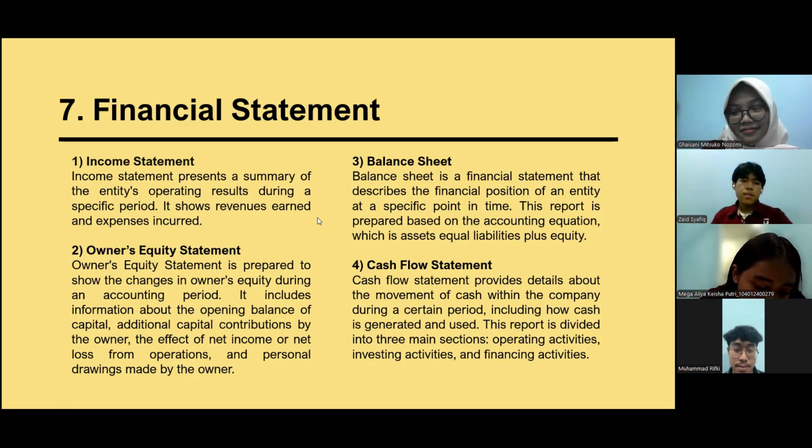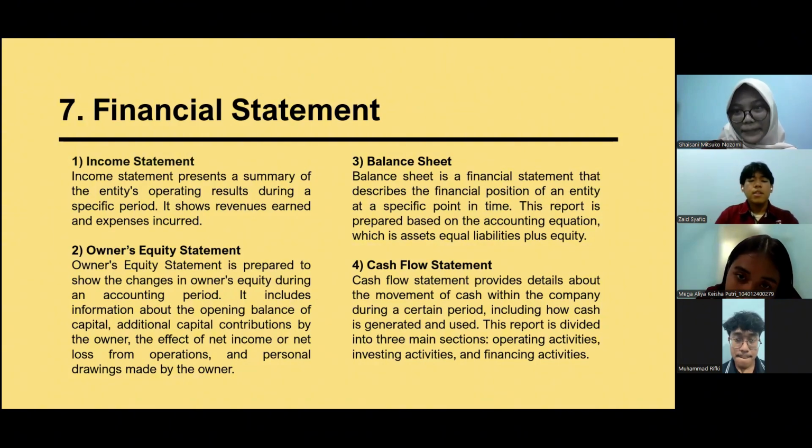And then the seventh step is the financial statement. Financial statements are a summary of the accounting process prepared according to applicable standards. They contain formats of reports, namely the income statement, owner's equity statement, balance sheet, and cash flow statement.